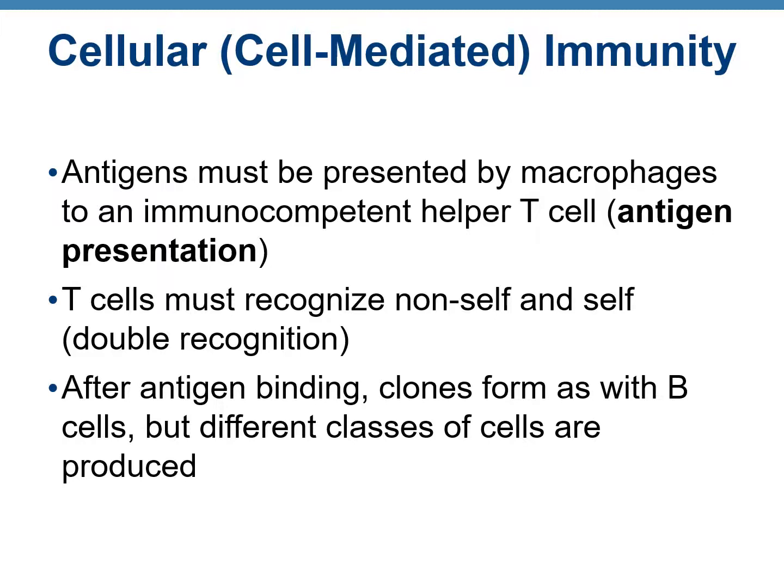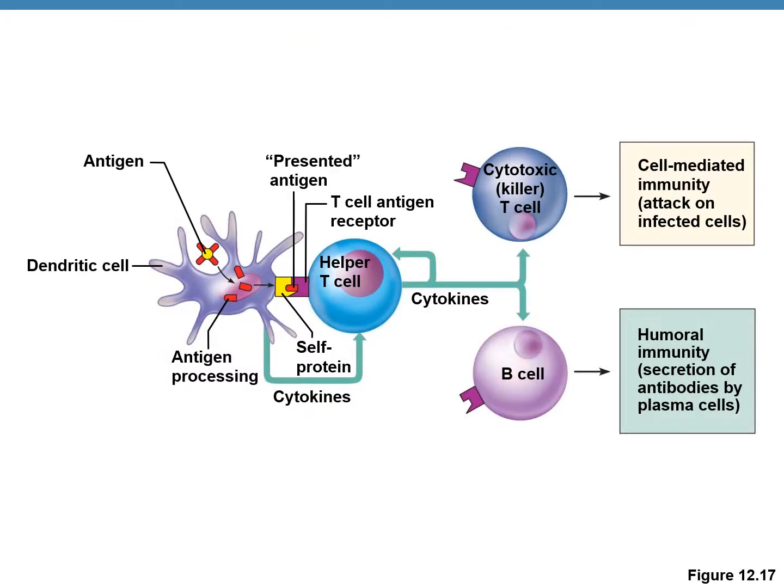The helper T cells not only signal to the killer T cells, but they also call the B cells, and the B cells would come and change into plasma cells and make the antibodies. This figure illustrates antigen presentation.